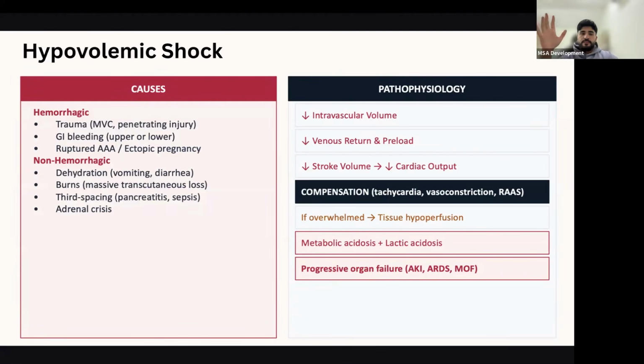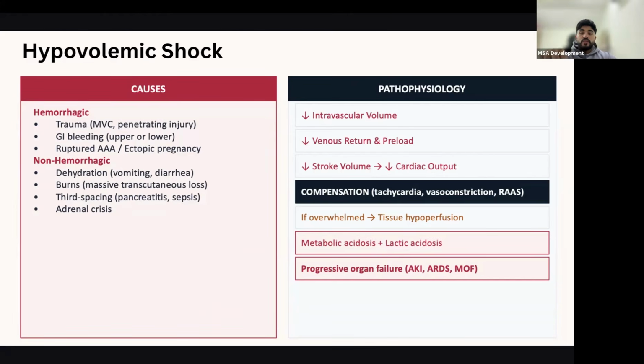Hypovolemic shock, again, we know the causes, we just mentioned them. So it's basically when you have less fluid in your vessels, less venous return, less stroke volume, less cardiac output. Now you're going to trick the body that, oh, I'm not doing enough, right? I need to pump harder, right? So what's going to happen? You're going to have tachycardia, you're going to have vasoconstriction, you're going to have your RAS system activated, okay? And it's going to overwhelm the tissue perfusion, leading to further ischemia.